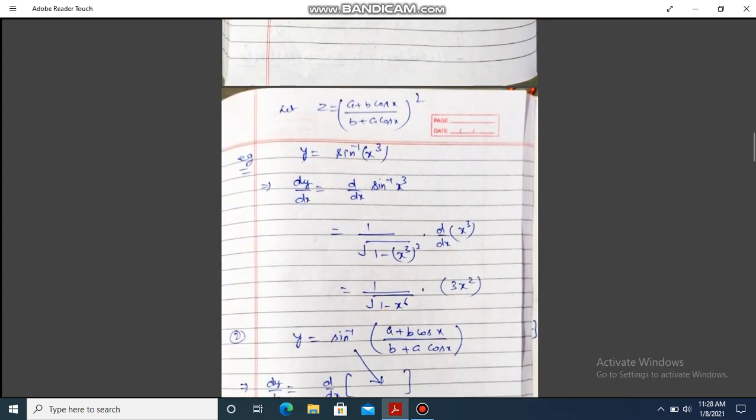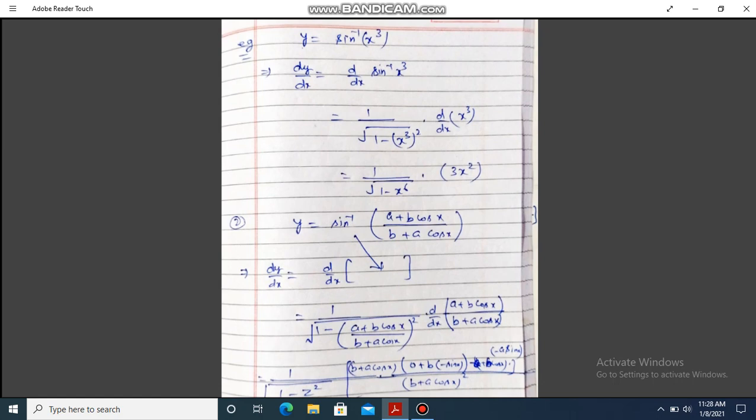On the next screen you are watching some applications of these. y is equal to sin inverse x to the power 3. This is the question you are going to solve using the inverse rules. So dy by dx is equal to d over dx of sin inverse x to the power 3. So there is again a case of functions. One function is sin inverse and the other function is x to the power 3.